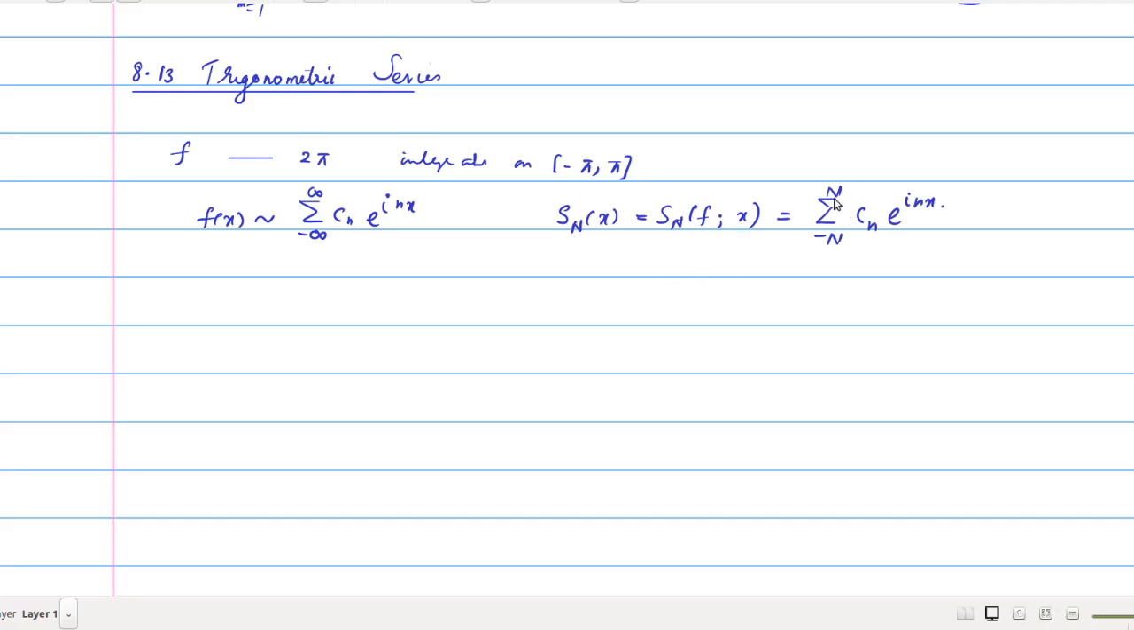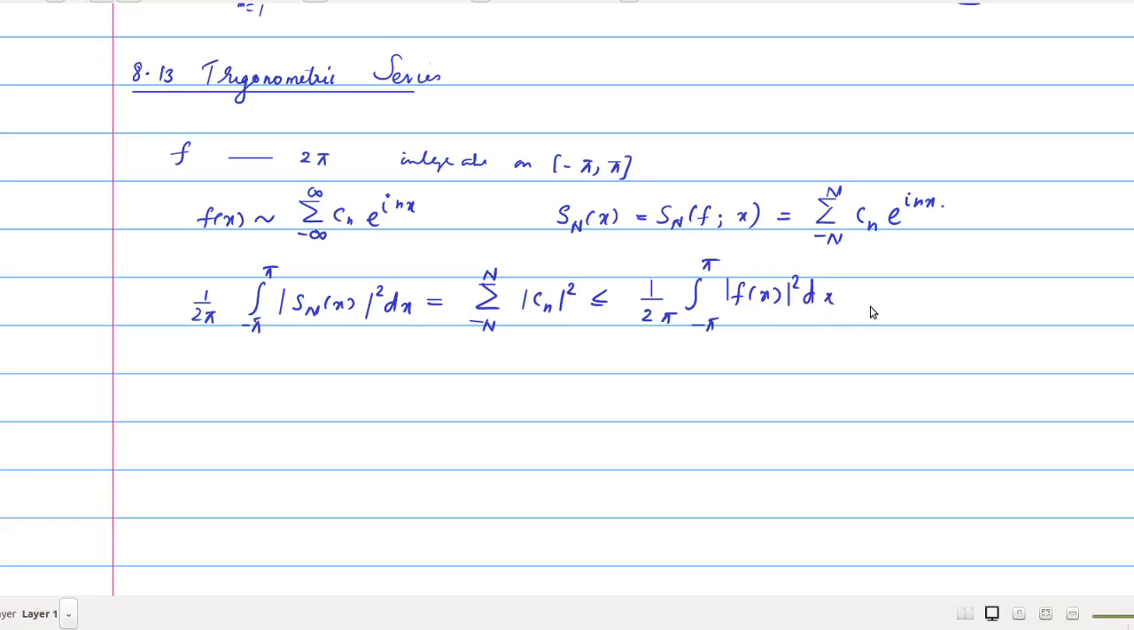Our intention is to get the convergence of this sequence of partial sums. If you recall the inequality we discussed in the previous theorem, we have 1 by 2 pi integral minus pi to pi of mod Sn of x whole square dx equal to summation minus n to n of mod cn square, and we have seen that this is always less than or equal to 1 by 2 pi integral minus pi to pi of mod f of x whole square dx, which we proved in the previous theorem.